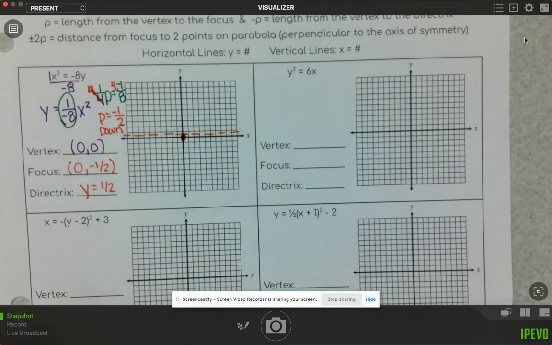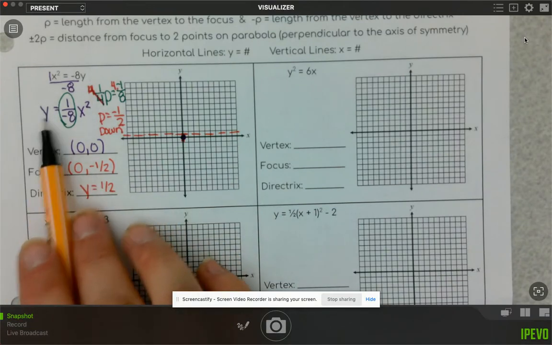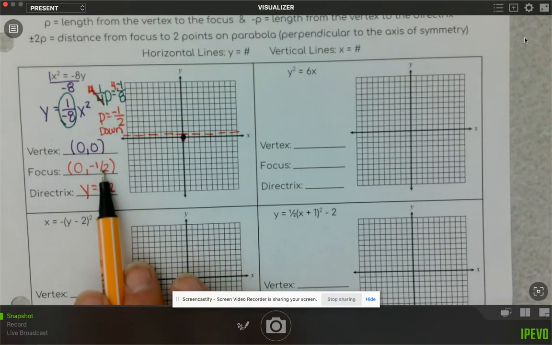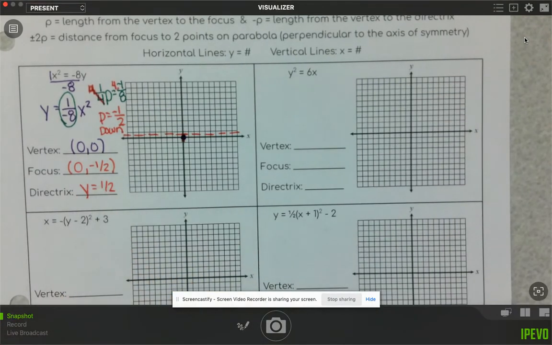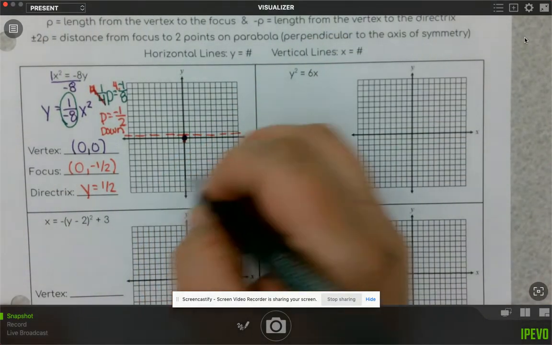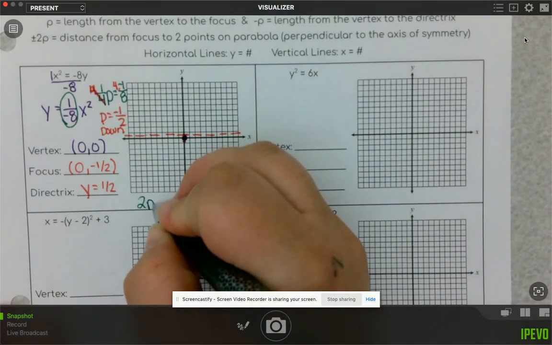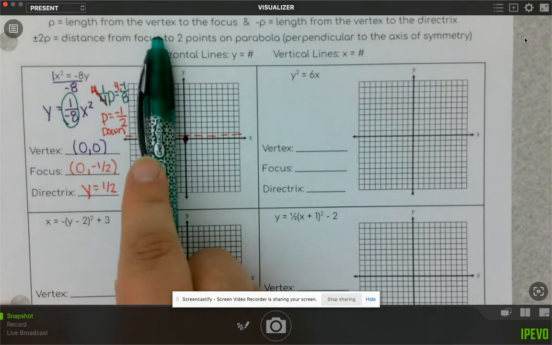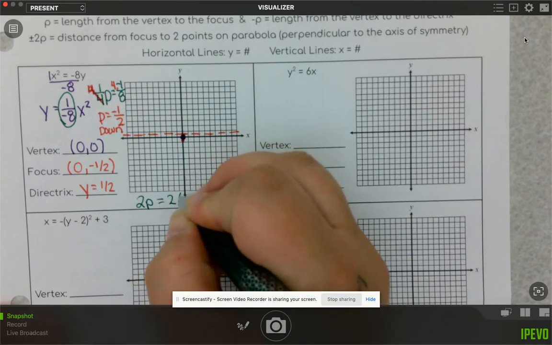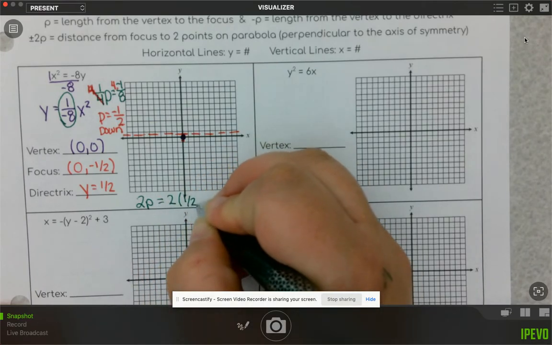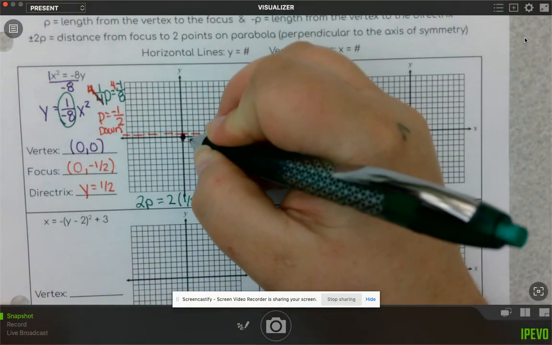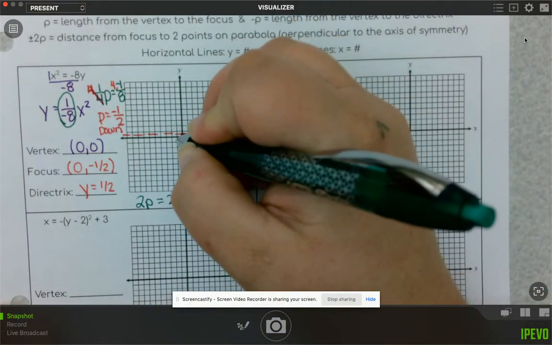Here's an easier way of doing it. If this is y equals, this will be y equals, and the y value is the value changing in the point. Then, from my focus, I'm going to move left and right 2p, because I said that that was the distance from the focus to 2 points on the parabola. So 2 times 1/2, or -1/2, is 1. So from here, I'm going to go over 1 this way and over 1 this way.